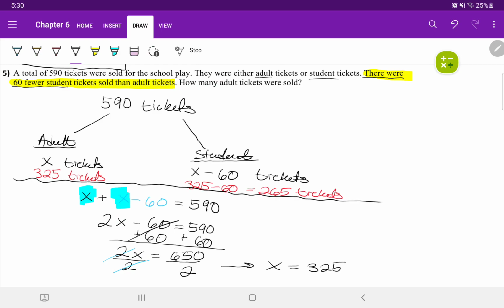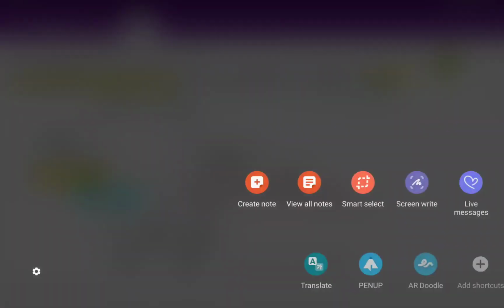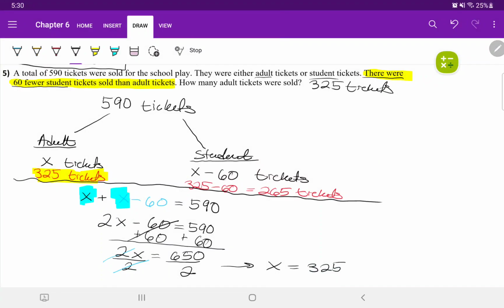Let's answer the question. How many adult tickets were sold? Well, there were 325 adult tickets, so the answer is 325. If it asked you how many student tickets were sold, that would have been 325 minus 60, which is 265 student tickets. But in this case, it asks for adult tickets, which means the answer is 325.